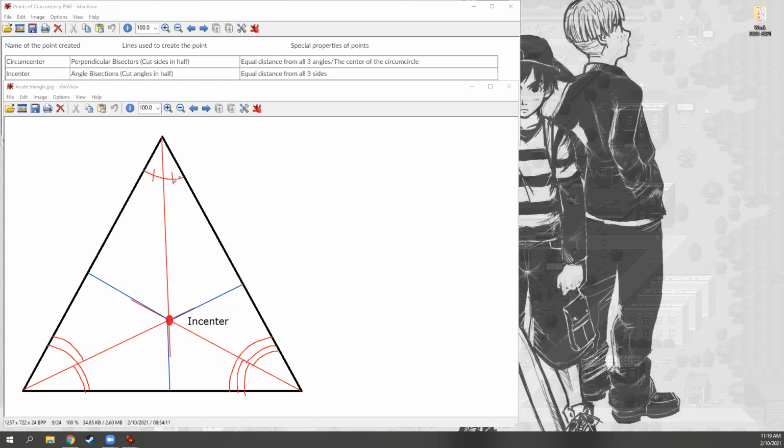So this angle equals this one. This angle has two arcs. This one has two arcs. Those are equal. This has three. This has three. Those are equal. That's how they would signify angle bisectors, or the angles are cut in half.